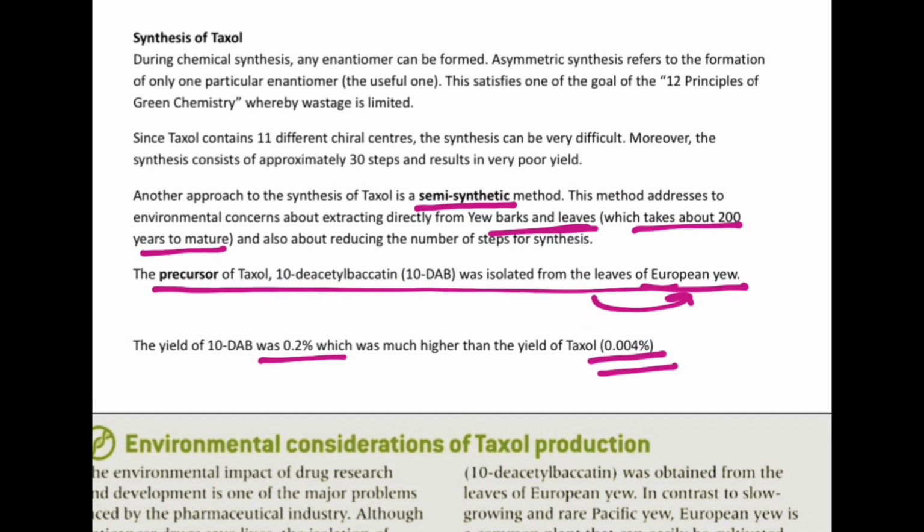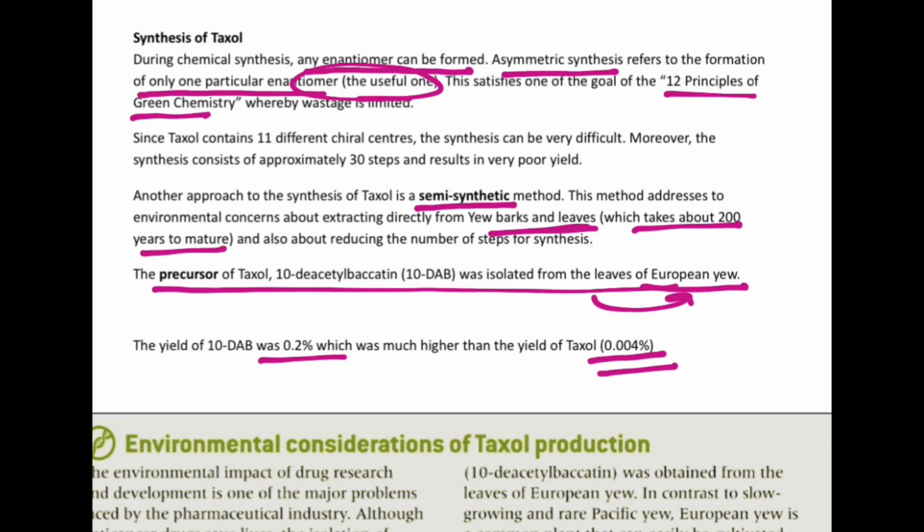Now, during the chemical synthesis, any enantiomer can be formed. Therefore, asymmetric synthesis is used. Asymmetric synthesis means that we are making only one particular enantiomer, that is the useful one. And this goes in line with the 12 principles of green chemistry, which means that we're going to limit wastage.